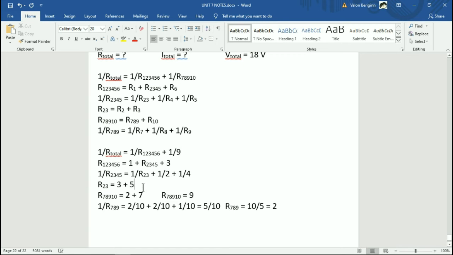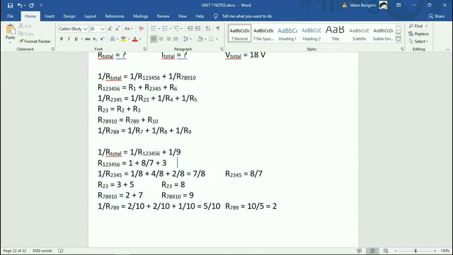Okay, then let's see, we have 3, 5. Okay, so therefore, R23 equals 8. We have this here. 1/2 is 4/8, and 1/4 is 2/8. So this ends up being 7/8. Yes. So R2345 is going to then be 8/7. And again, I'm going to leave it like that for a reason. So 8/7.